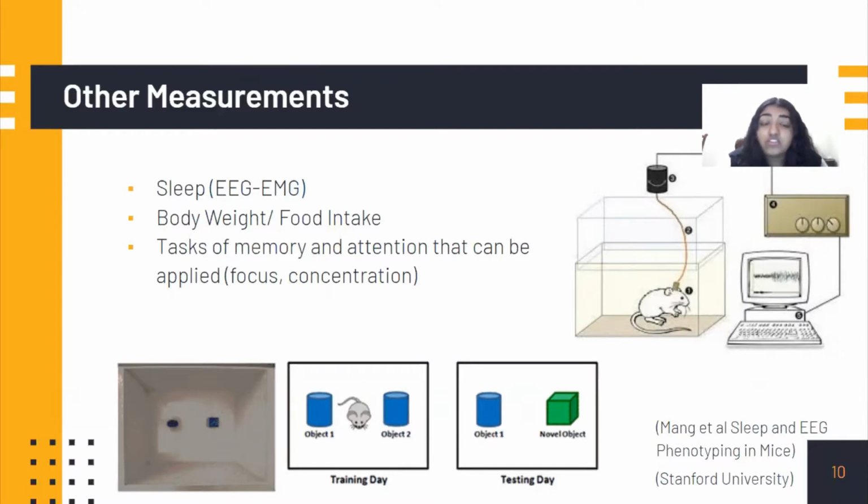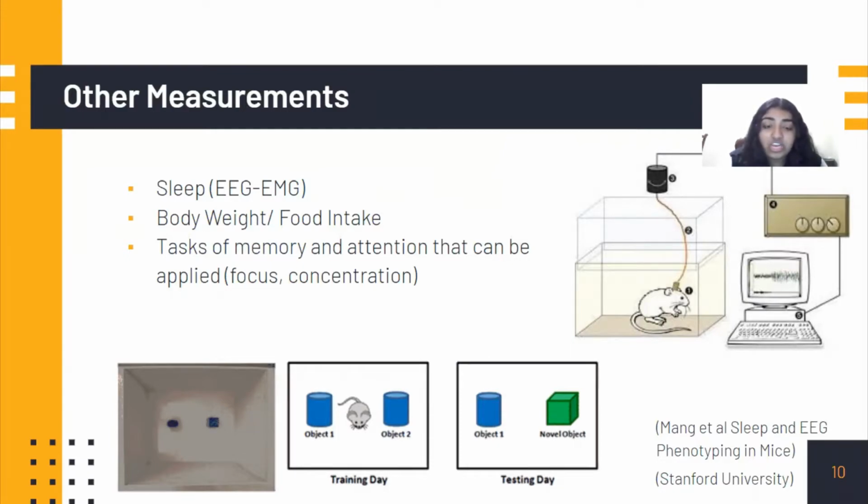Another symptom of depression is increased or decreased appetite. And by measuring body weight and food intake, the researchers can also see if those symptoms are present. Another measurement that can be done are tasks of memory and attention. There are many tests and many tasks within this category, but one of the main ones is the novel object recognition test, which is pictured below.